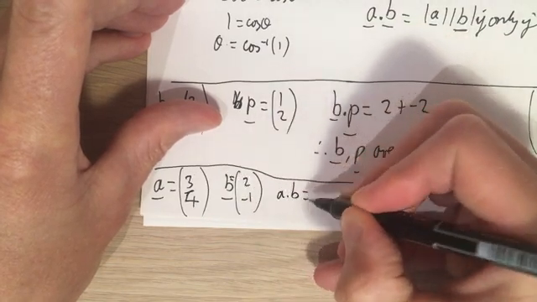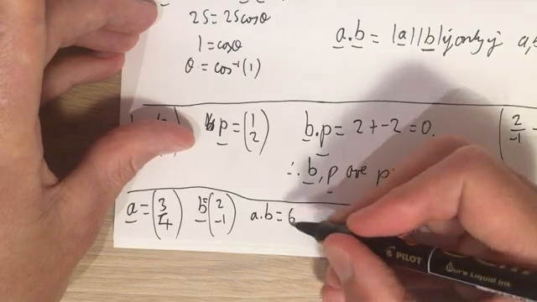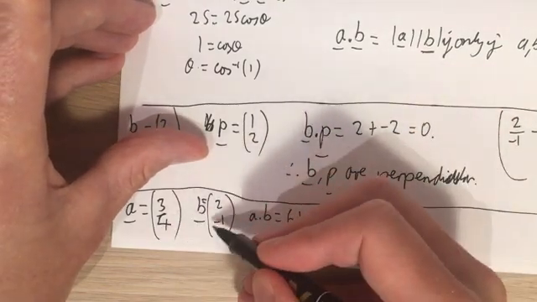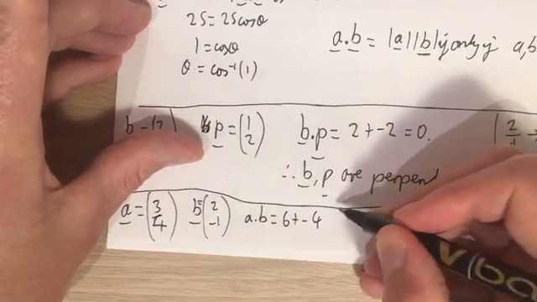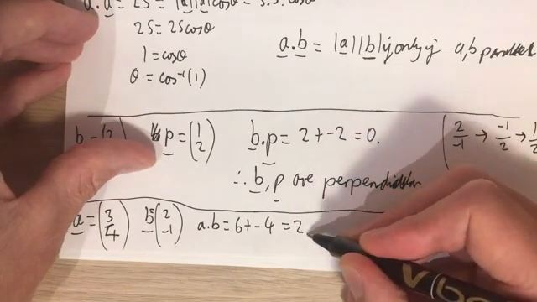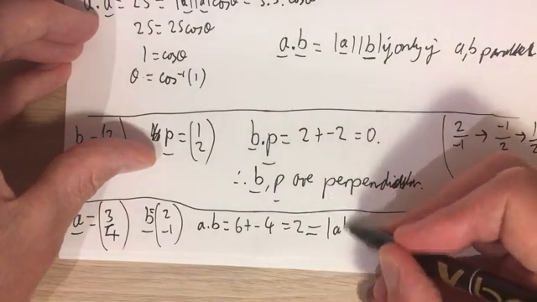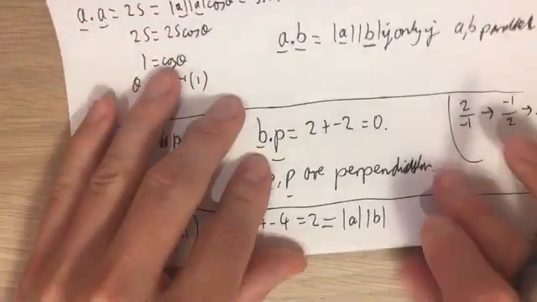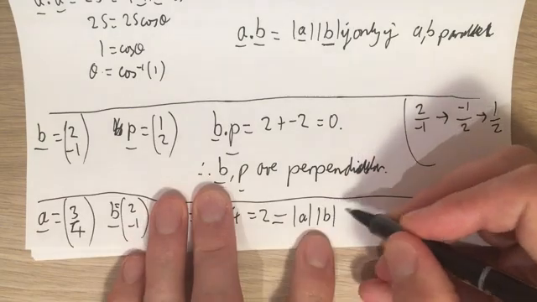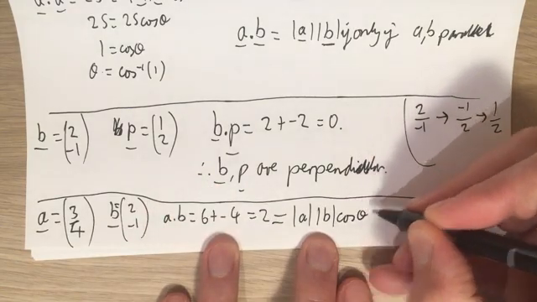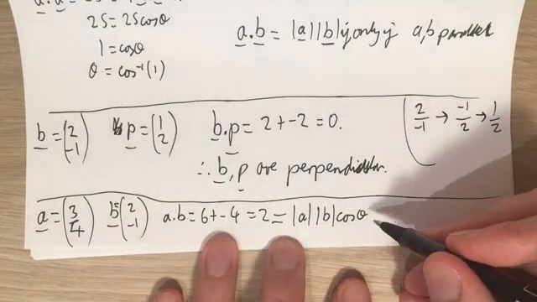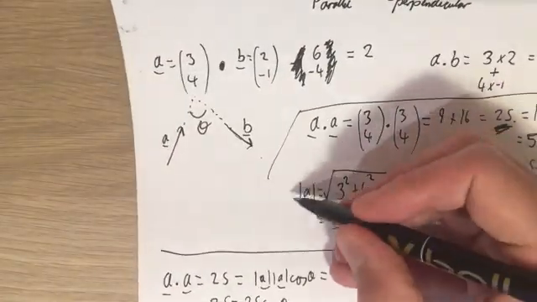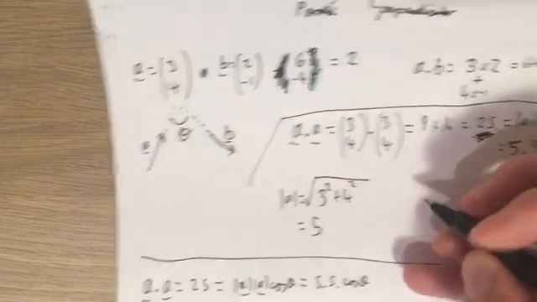Therefore A dot B is 3 times 2, which is 6, plus 4 times minus 1, which is minus 4, which is 2. That is the same thing apparently as mod A, mod B, the length of A, the length of B, the magnitude of A, magnitude of B, times cos of the angle between them. I'm going to try and find that out. I also know, remember up here we found out that the magnitude of A is 5.